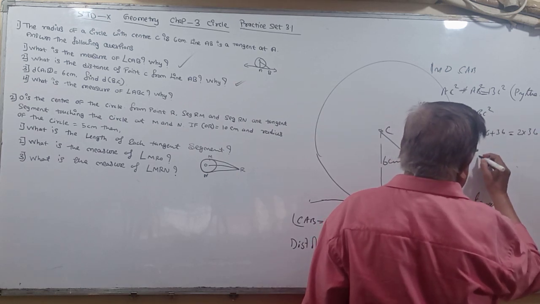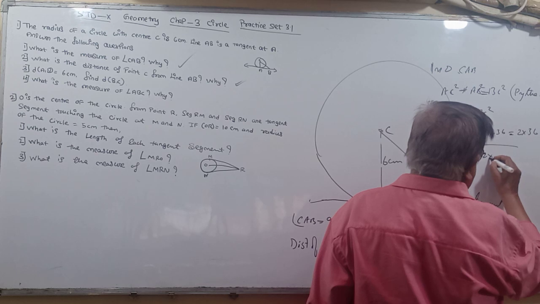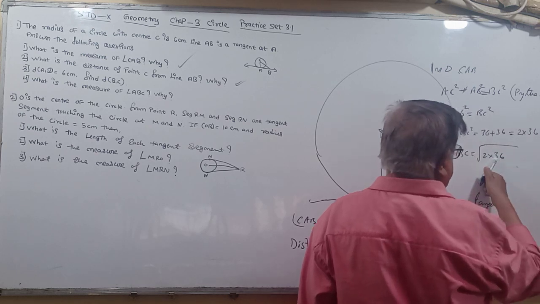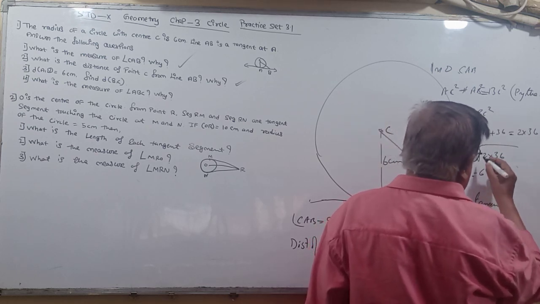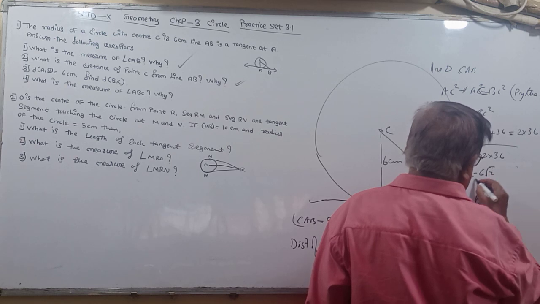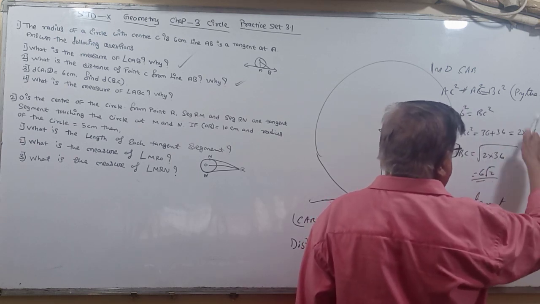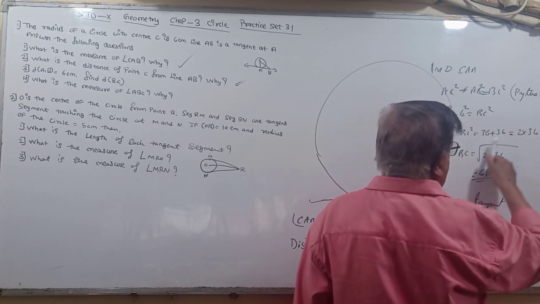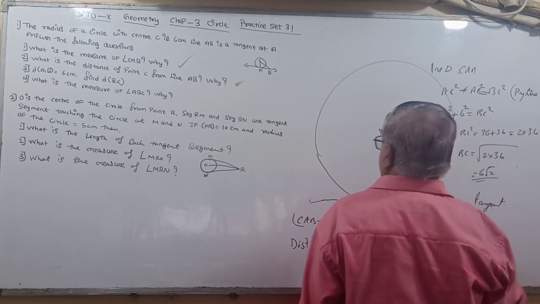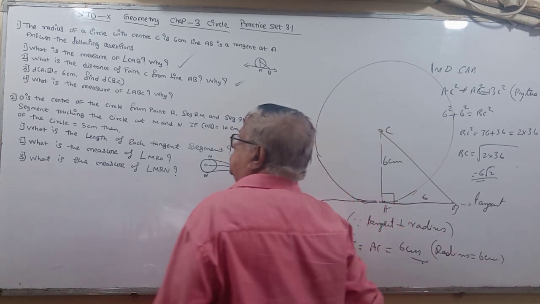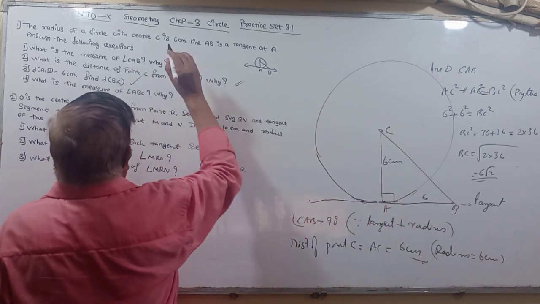BC is equal to square root of 2 times 36. Square root of 36 is 6. So 6 root 2 is the answer. 36 plus 36 is 2 times 36. BC equal to 6 root 2. We have found the value of BC.